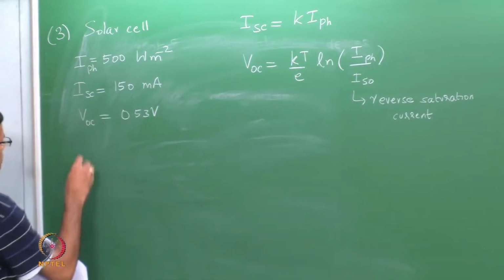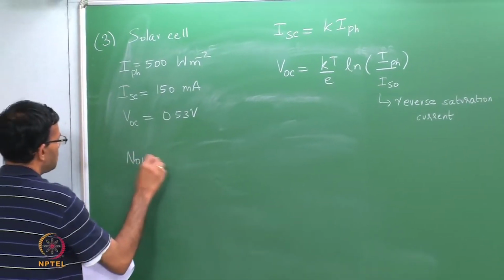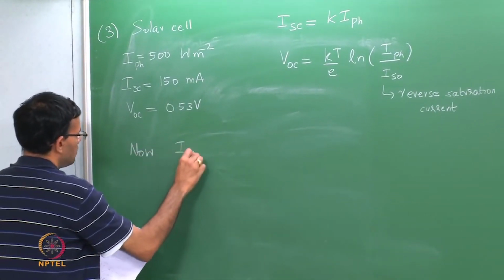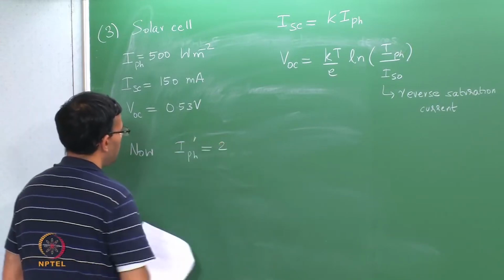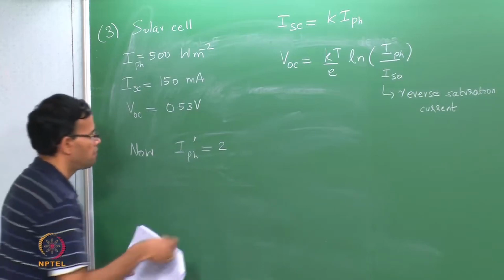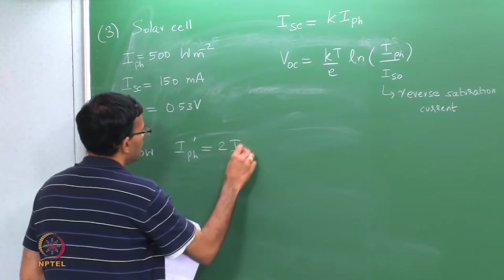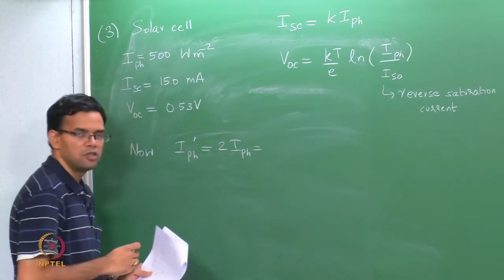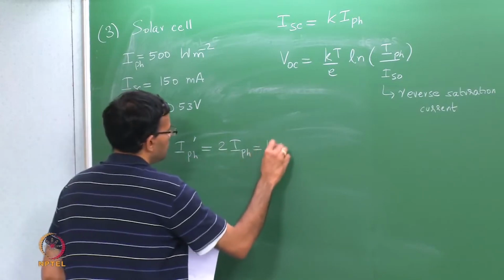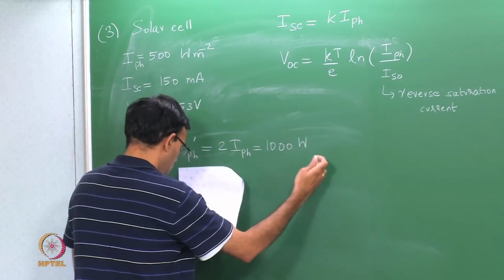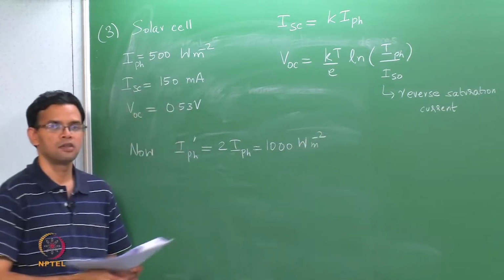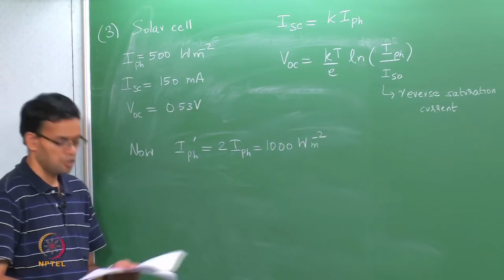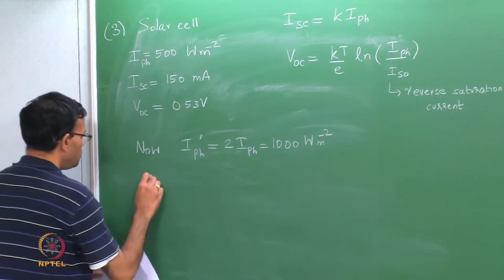So, now the new value of IPH is doubled. So, it is 2. So, let me write this as IPH prime, which is 2 times the original value, 1000 watts per meter square. So, the new short circuit current, so ISC new.